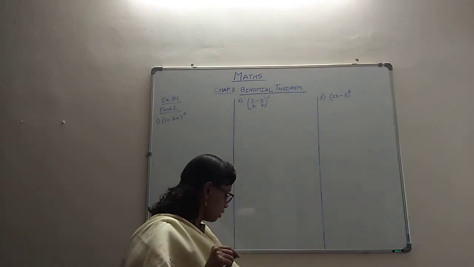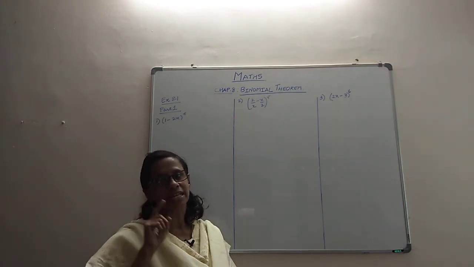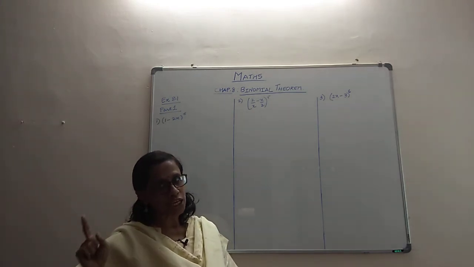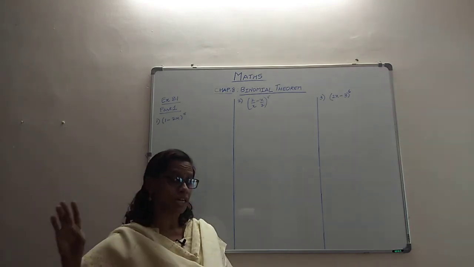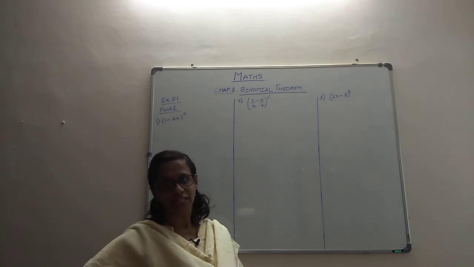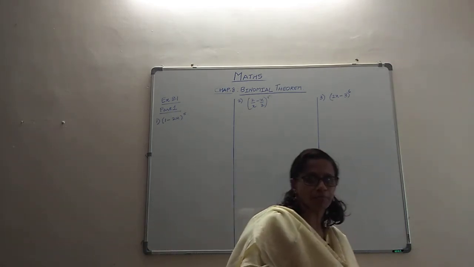(a + b) raised to n is nC0 times a raised to n plus nC1 times a raised to n minus 1 into b and so on. The last term is nCn b raised to n. So we will be working on that and solving the problems which I have put here.